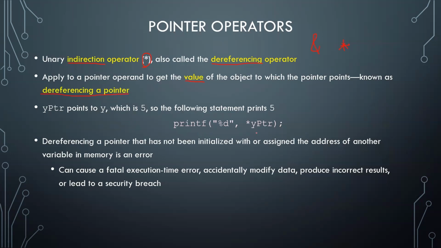Here we've just got a printf that we've done before, but what do we have here? We have an asterisk and y pointer. That is going to print the value of whatever is in y pointer. If we try to dereference something that hasn't been assigned or doesn't have an address, that's going to be an error, and it could actually be quite harmful to the stability and the security and the structure of your code. So please be careful to make sure you have an initial value before you try to dereference it.